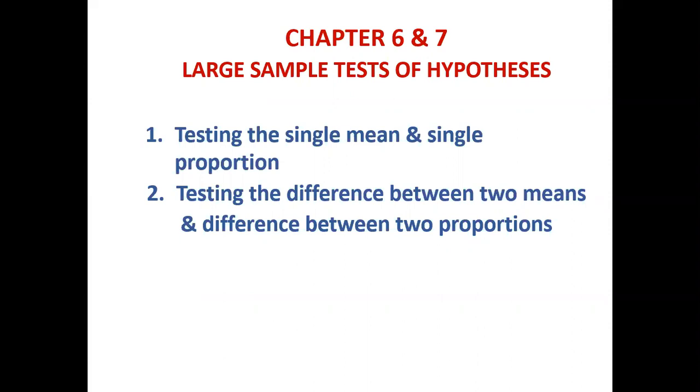So today we are going to learn in chapters 6 and 7 about how to test the hypothesis for large samples. If you remember in our previous lecture, we have argued that a large sample should be greater than 30. So in this chapter, we are going to test the hypothesis for a large sample, that is more than 30. First of all, we are going to test the single mean and the single proportion. And the second one is how to test the hypothesis for the difference between two means and the difference between two proportions.